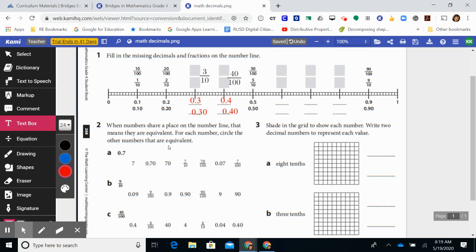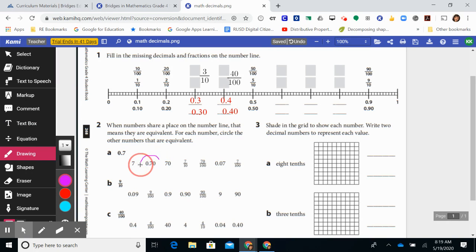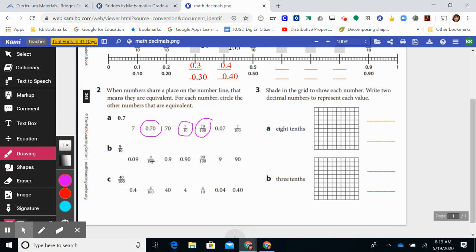When numbers share a place on the number line, that means they are equivalent. For each number, circle the other numbers that are equivalent. So I've got 0.7, which is also equivalent to 0.70, which also can be 7/10. It can also be 70 hundredths. Now for 9/10, same thing. It would not be 0.09 because that would be 9 hundredths. So 9/10 would look like this, or 0.90, or 90 over 100, not 9 hundredths. 40 hundredths would be 0.40 or 4/10, not 0.04.